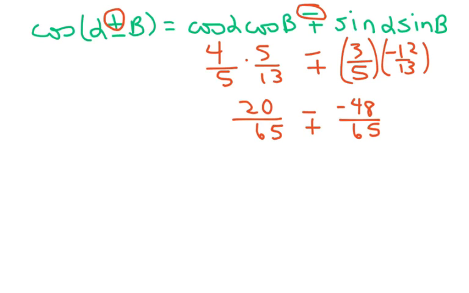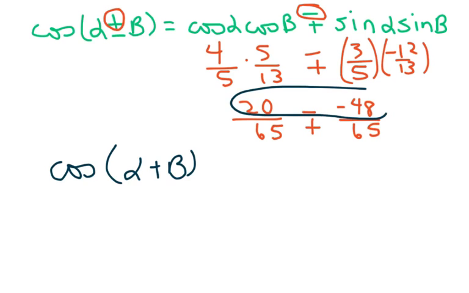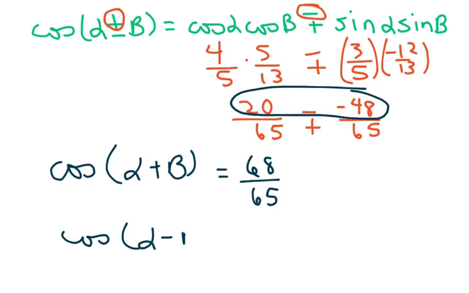So cosine of alpha plus beta, and that's where you're doing this portion. Two negatives here make a positive. That's going to be 68 over 65. And cosine of alpha minus beta equals negative 28 over 65. Again, you want to write these down for your next, so we can do tangent.